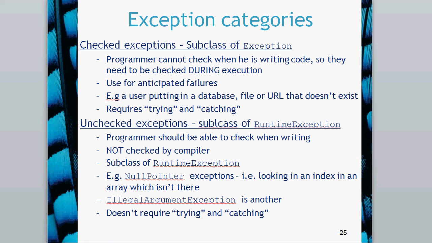If you do use a checked exception, though, you do need to try and catch it. It will not compile without a try and catch around or using that checked exception. So the unchecked exceptions don't require trying and catching, where the checked exceptions do require catching. So that might explain what I mentioned earlier when I was talking about my unchecked exception, which was my illegal argument exception, which we created.